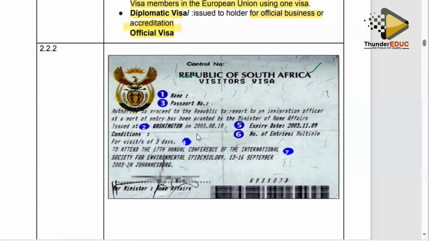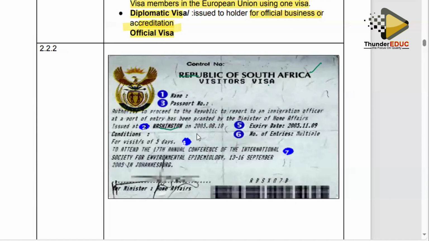Then we also have the conditions. Authority to proceed to the Republic of South Africa to report to an immigration officer at a port of entry has been granted by the Minister of Home Affairs, issued at. This also states the place where the visa has been issued. In this case, it has been issued in the United States of America, in Washington. The date of issue is the 10th of August 2005. Then it expires on the 9th of November 2005.